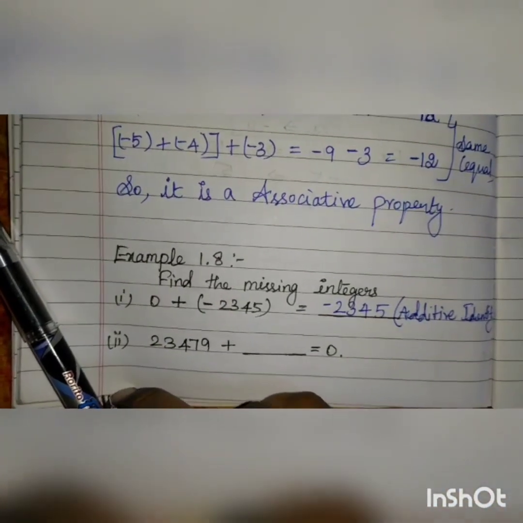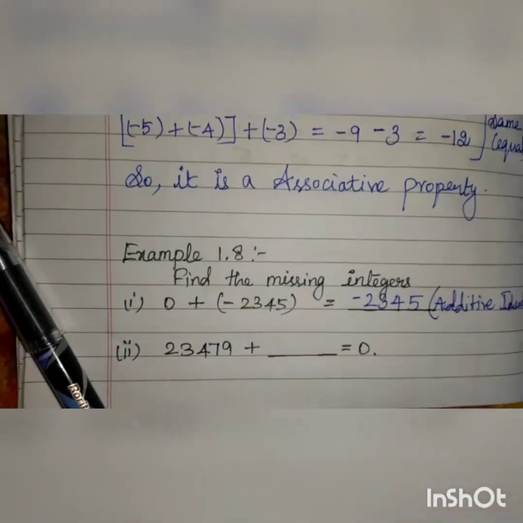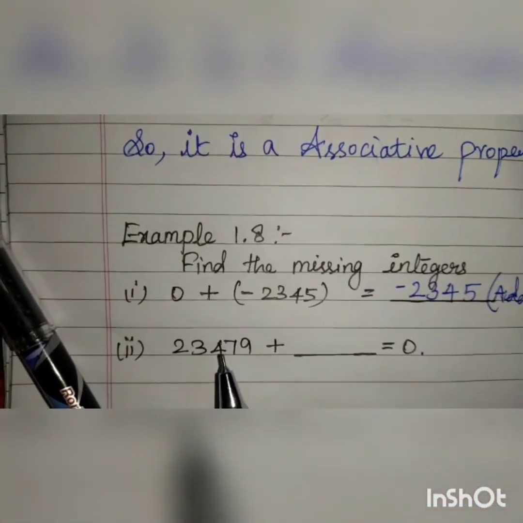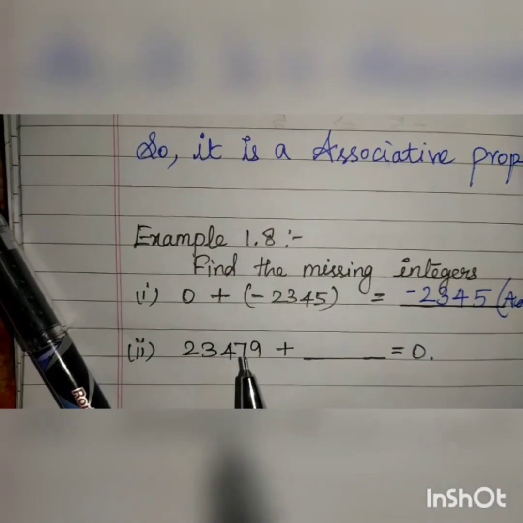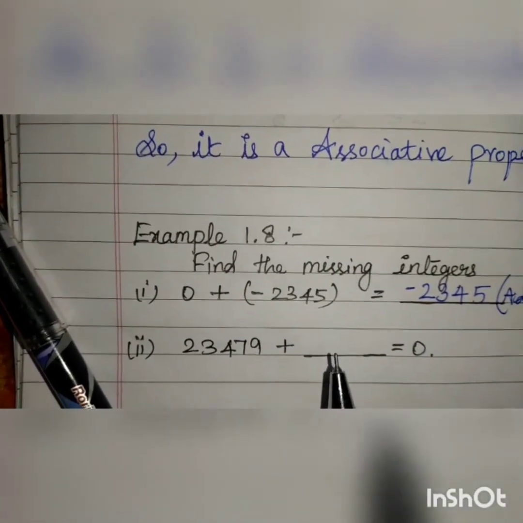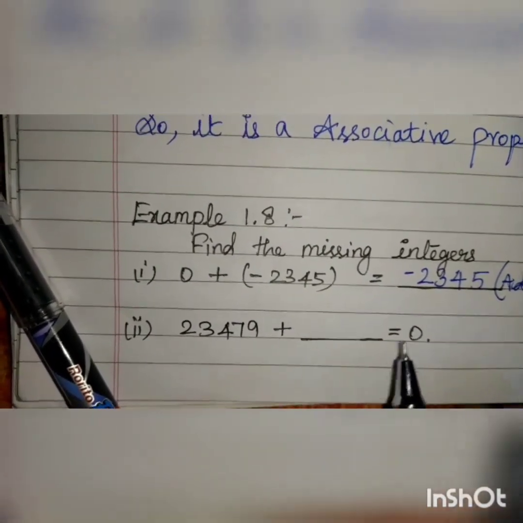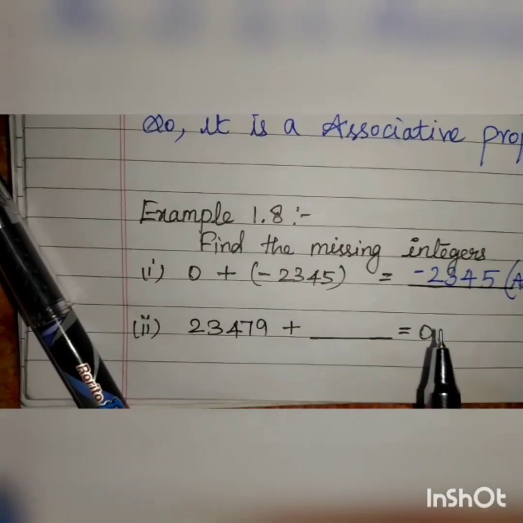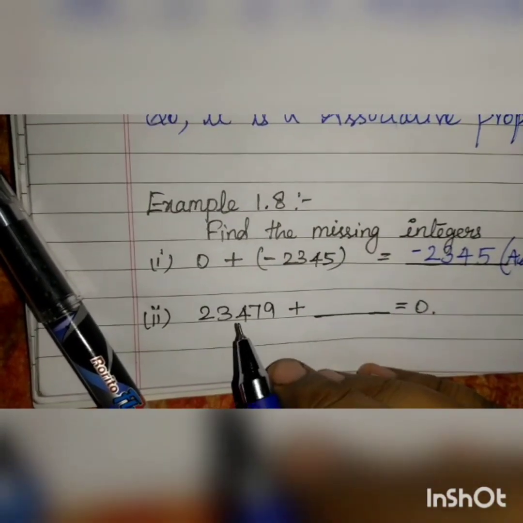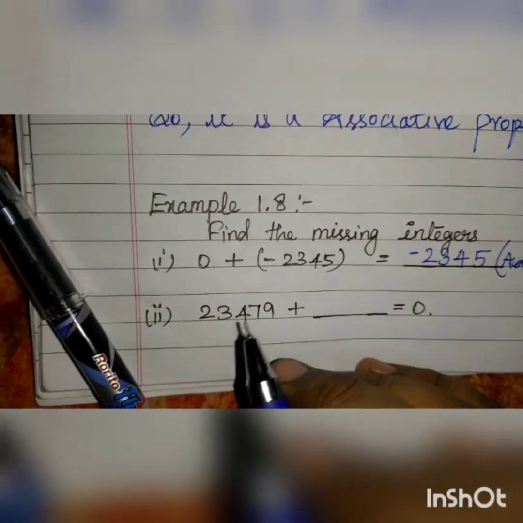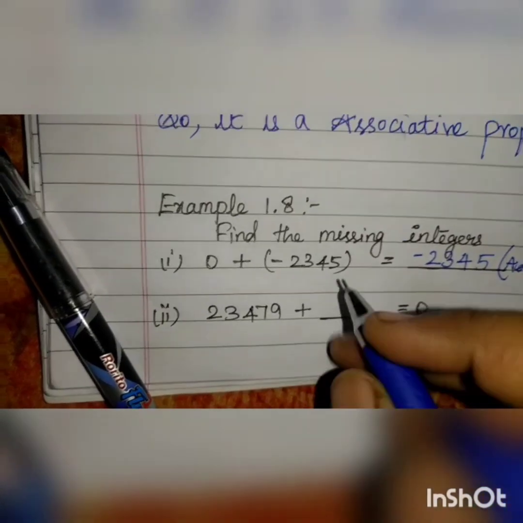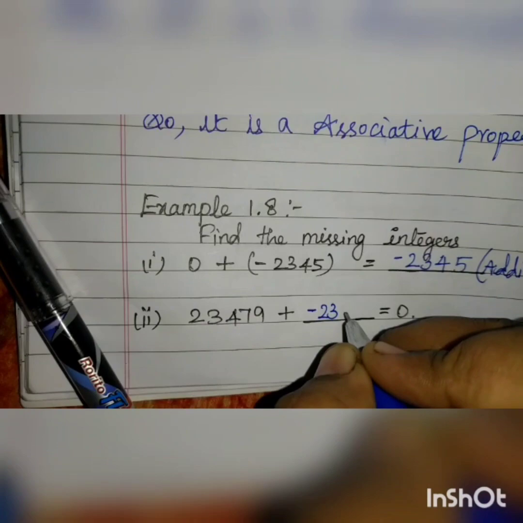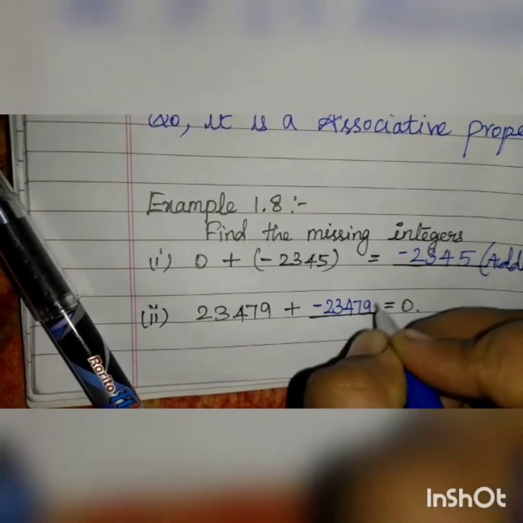Okay, additive inverse. Next, one number they gave: 2, 3, 4, 7, 9. What number, if we add it, will give the answer 0? The opposite number of this one. If we add it, we will get 0. For the opposite of this positive number, we should put a minus sign before it. So if you write it, the answer is minus 2, 3, 4, 7, 9.